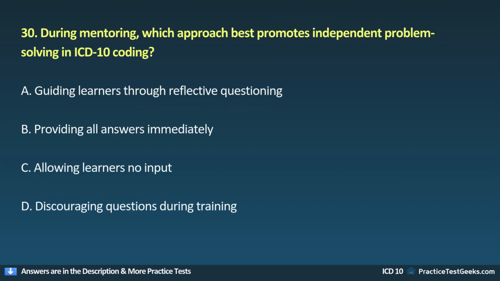30. During mentoring, which approach best promotes independent problem-solving in ICD-10 coding? A. Guiding learners through reflective questioning. B. Providing all answers immediately. C. Allowing learners no input. D. Discouraging questions during training.